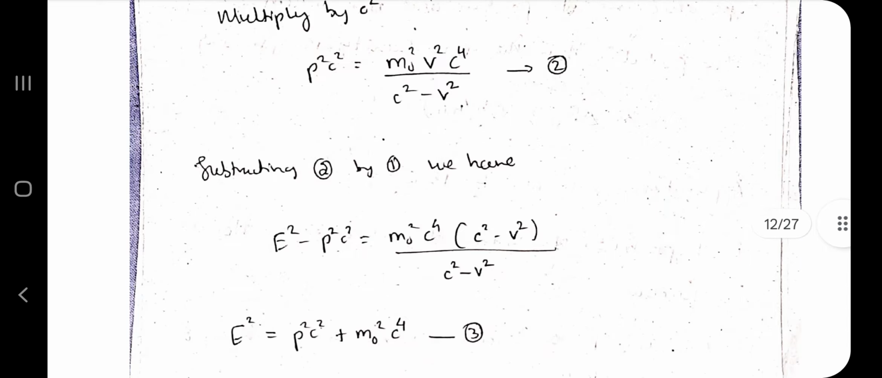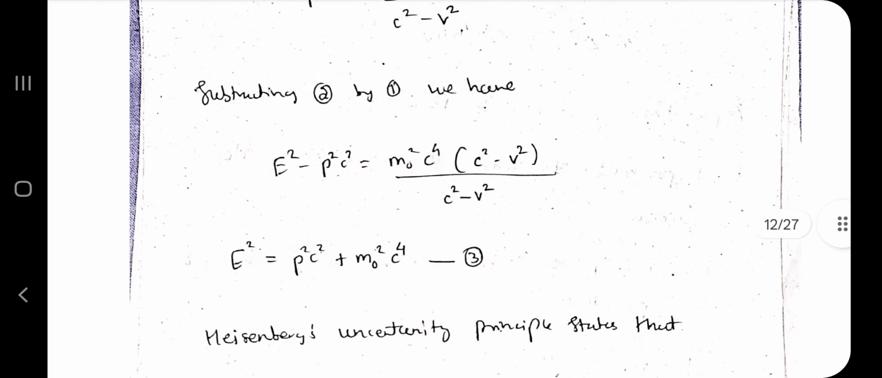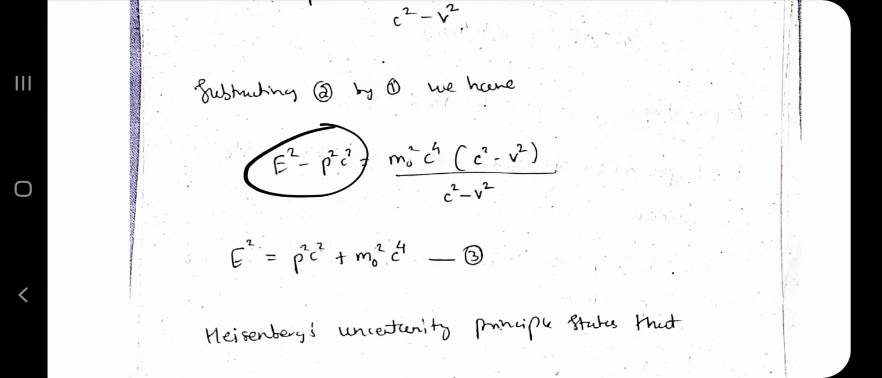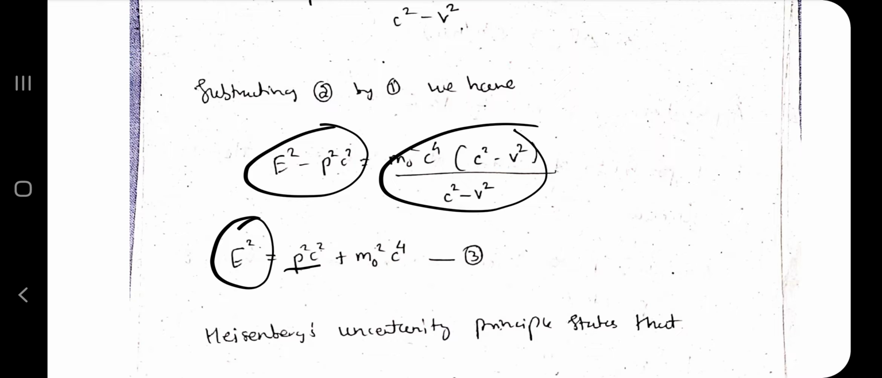Using this, we get E² − p²c² equal to this one, and E² = p²c² + this one. After cancelling out the common terms, c² − v² here also, we will be remaining with m²c⁴.